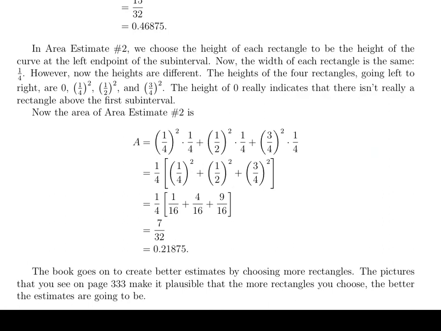Now the book goes on and does a lot more calculations. You can check out what they're doing. They actually choose more rectangles. And then the picture that you see on page 333 makes it plausible that the more rectangles you choose, the better the estimates are going to be. So as you choose more and more rectangles, what you should be able to see is that the area under the rectangles is very close to the area under the curve. And the more rectangles we pick, the closer we're going to get to the actual area.